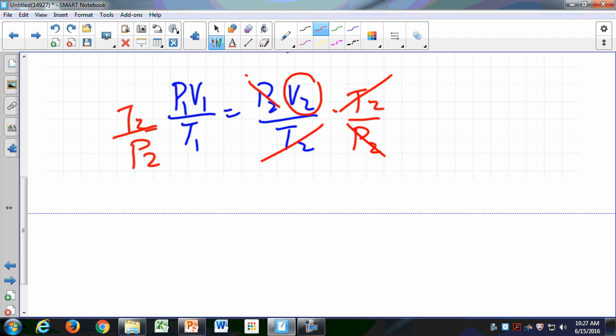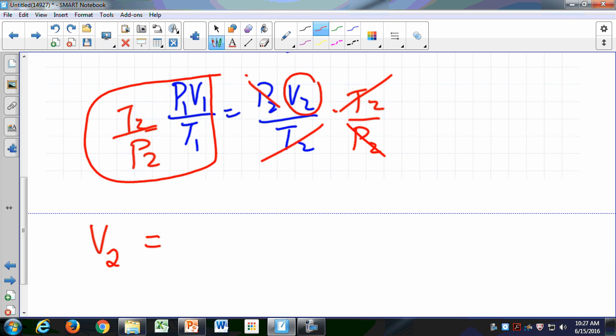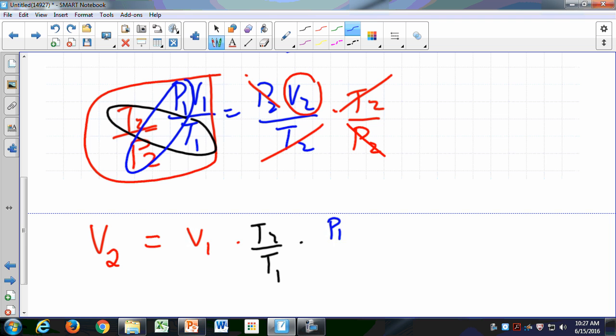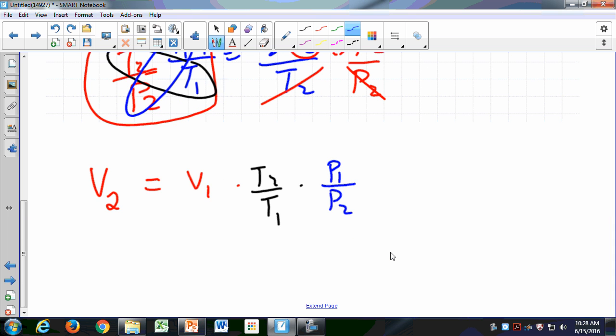Okay, so now what do I get? I have V2 is equal to this thing on the left, which I'm going to rearrange. I'm going to say that's equal to V1 times T2 over T1 times P1 over P2. Doesn't really matter which order you do them, right? Multiplication is commutative. But I like to do it this way. That way I won't have to worry too much about my units. They'll just cancel out when I have T2 over T1 and P1 over P2.